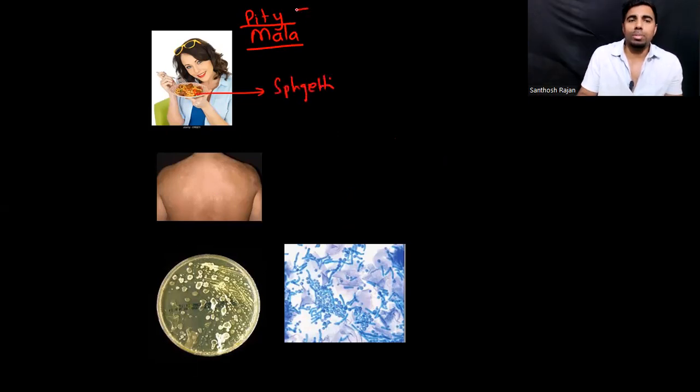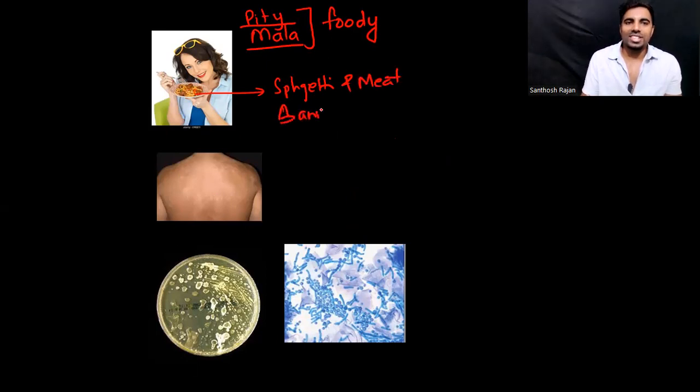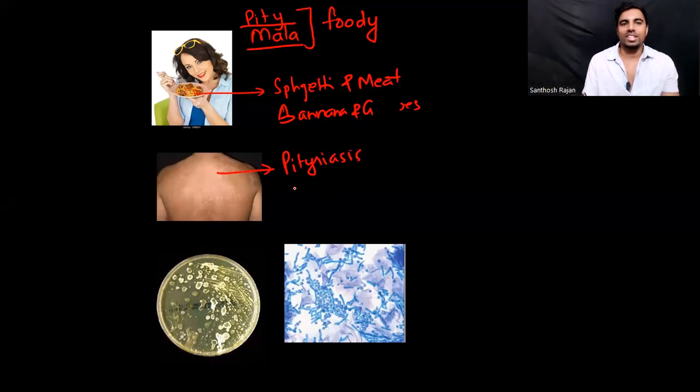She's a foodie. She likes a lot of food. Spaghetti and meatball, sometimes banana and grapes. She eats banana and grapes. And then what happened? Look at this. Poor girl, she got this rash. That's called pityriasis. The rash name is pityriasis versicolor, tinea versicolor.